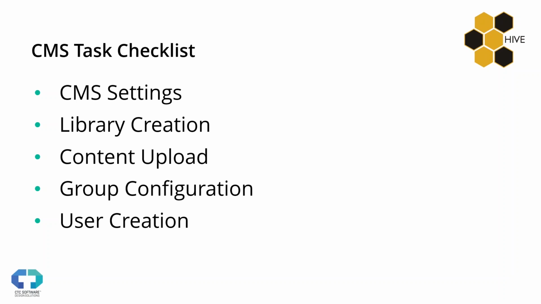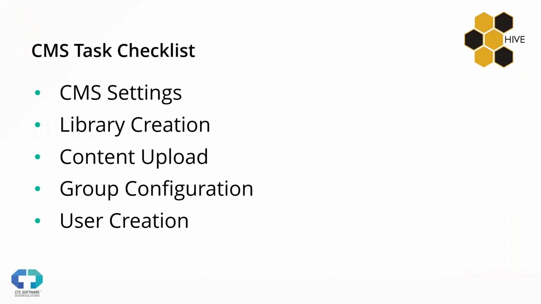Next, creating some libraries. There are 4 libraries that I recommend most people start with, though you might have some variants on that. Then getting content uploaded through the CMS. Then doing some group configuration. I tend to do this while I'm uploading content because I can do them simultaneously with the web interface and the CMS at the same time. And finally some user creation once those first 4 steps are done, or mostly done.